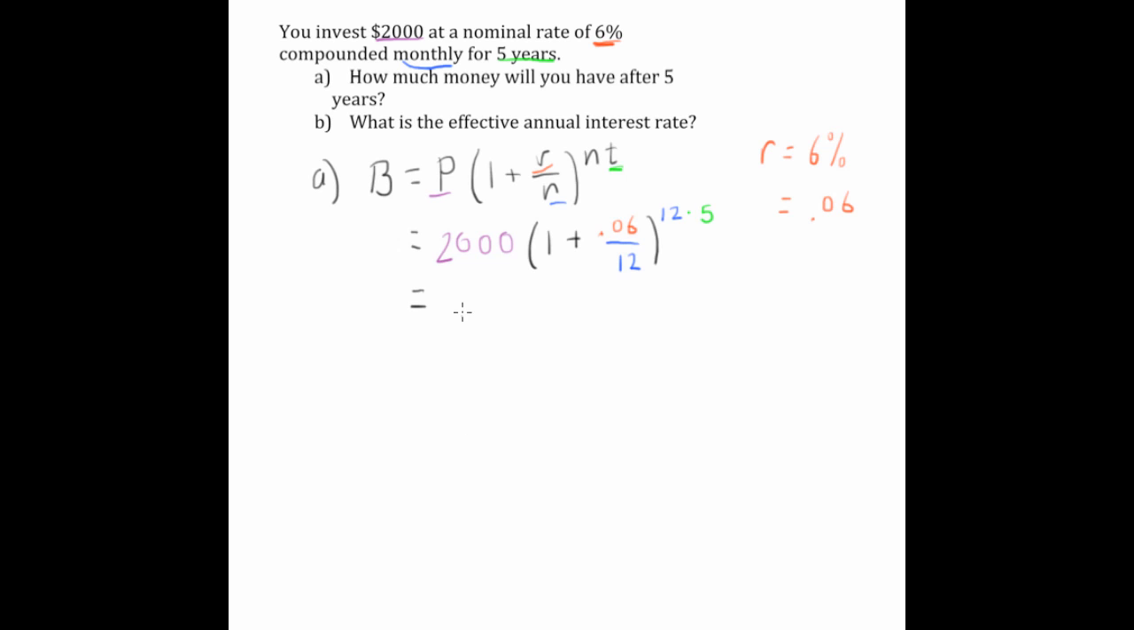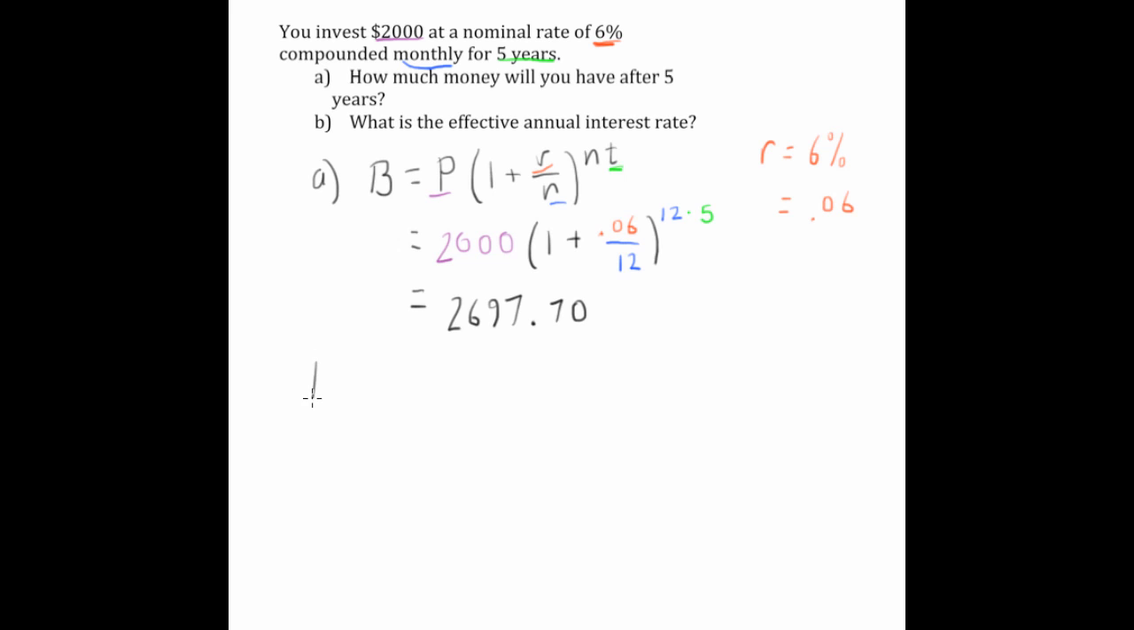what you get is $2,697, and to the nearest penny, I got 70 cents. So that's how much we have. So keep in mind what we had to do here. We had to find the initial amount, the 2,000, the rate, 6%, written as a decimal, the n, which is the number of times we're compounding per year, and the t, which is the number of years.